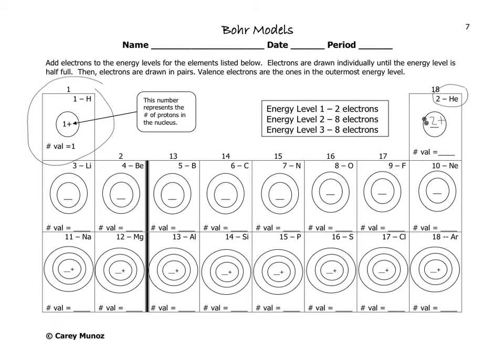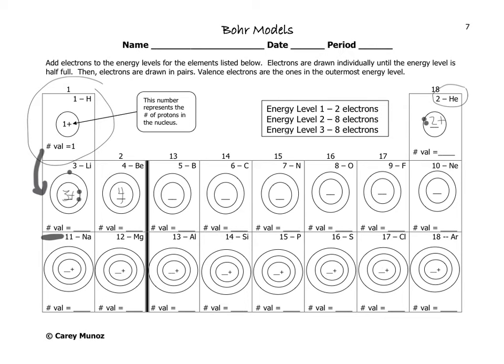We go on to the next row. When we move on to another row of the periodic table, that's when we add another ring. So for lithium, we've got 3 plus here in the middle. And we've got our 2 electrons in our first ring, and then we have our 3rd electron in the outer ring. And I'll tell you what this number of VAL means in just a bit.